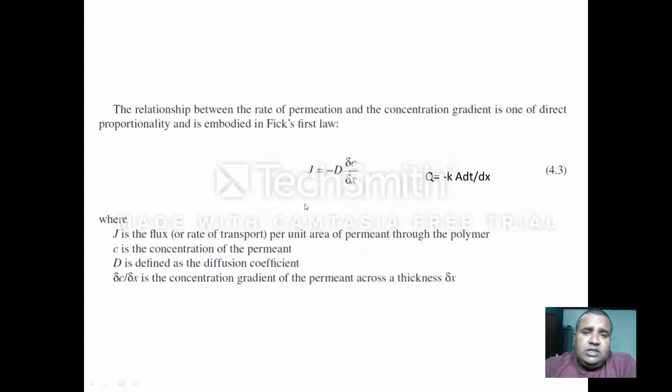On the same principle, this equation has been designed, in which J is the flux, D is the diffusivity constant, and dC by dx, this is delta C by delta X, represents the concentration gradient. Here J is the flux, or the rate of transport per unit area of permeate. Permeate means, for example, if we are dealing with CO2 gas, that will permeate through the polymer. C is the concentration of permeate. D is defined as the diffusion coefficient. Del C by del X is the concentration gradient of the polymer across the thickness del X.